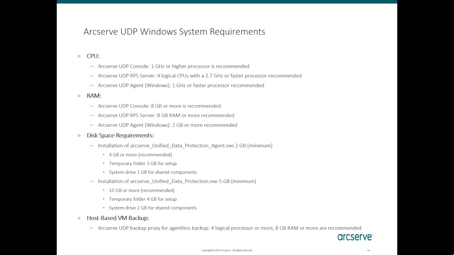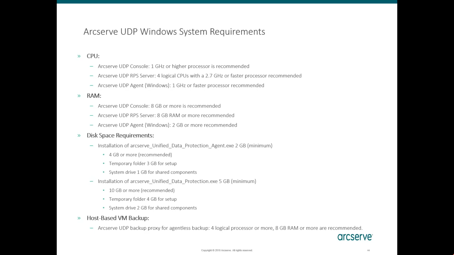So enough about the RPS. The last component is the agent. So console, RPS, now agent. Agent is what we deploy. It protects the Windows or Linux system. Here's some lists of CPU again, memory, how much disk is required. So 10 gig is good for a complete installation. An agent just requires 2 minimum.